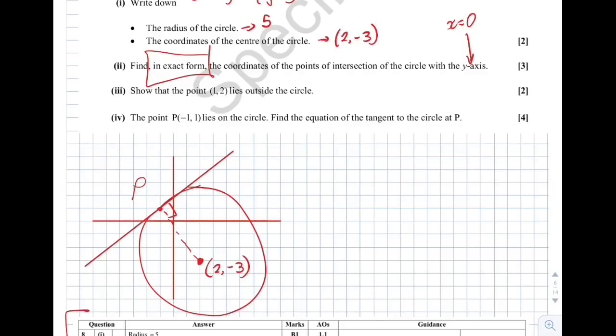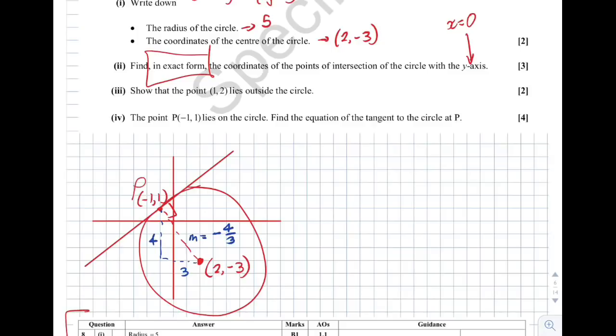This is the point -1, 1. So first off, let's see if we can find the gradient of the radius. If we have a look, it's going across 3 and down 4. So the gradient is -4/3 because it's sloping downwards.